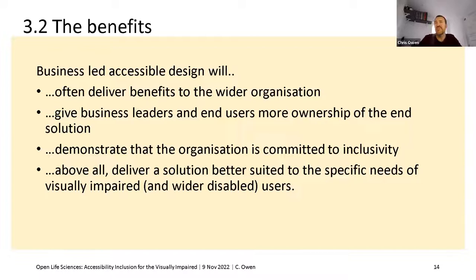But also, more importantly, it demonstrates you've got an organization that is committed to inclusivity and diversity and actually is committed to working with people like the visually impaired users. But that leads to obviously the most important piece there, which is you're delivering solutions which are better suited to the specific needs of users like myself who are visually impaired. So I hope that has been of use.